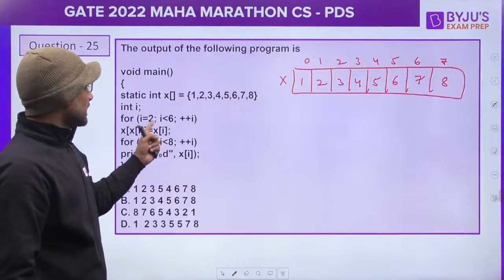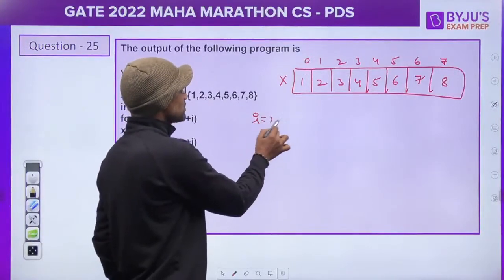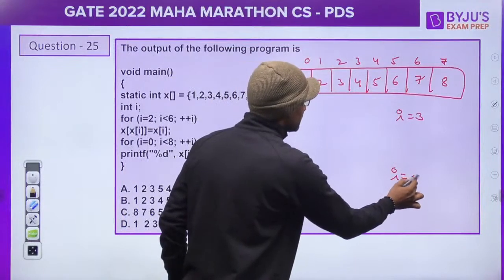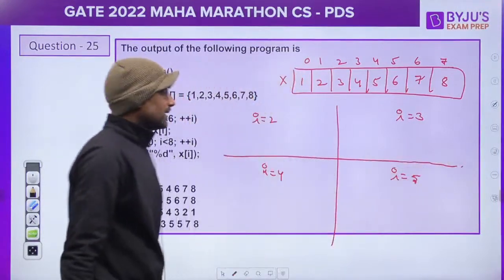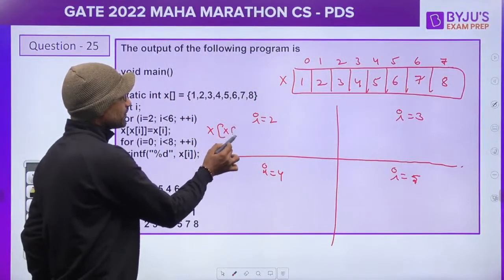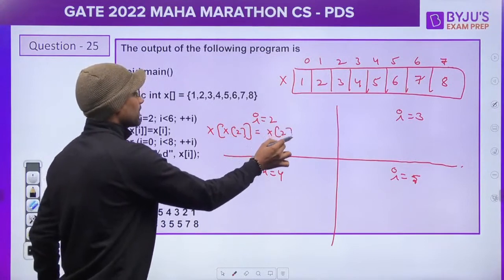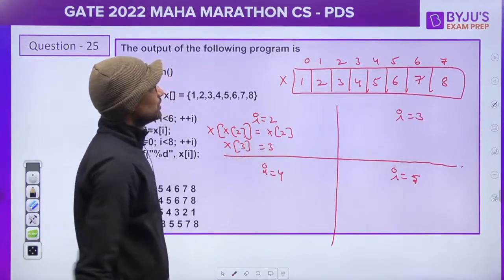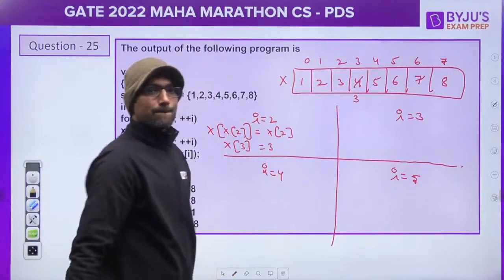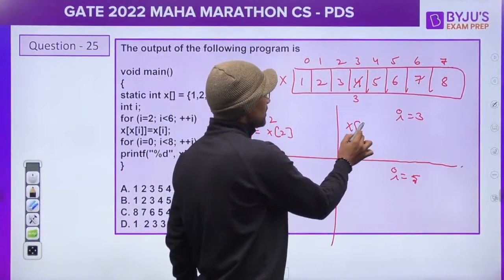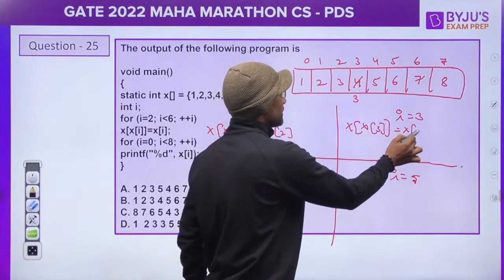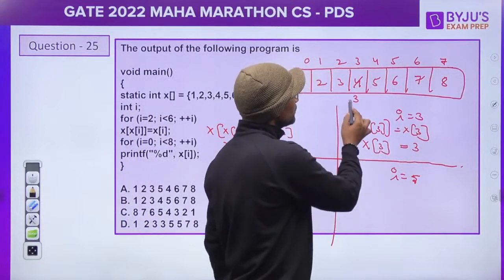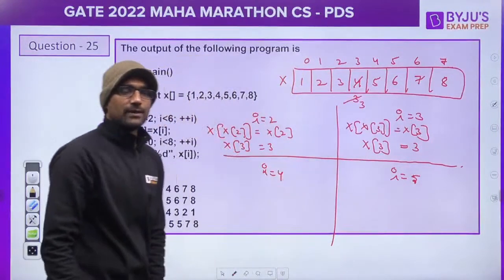Now you are starting with I 2 to 6, means 4 times this loop runs. When I is equal to 2, 3, 4, 5. When I is equal to 2, x of 2 equals x of 2. What is x of 2? 3. So x of 3 equals 3. Then x of 3 equals x of 3. Now what is x of 3? Just now we have changed it to 3. So x of 3 equals 3, no change. Again it's overwritten with the same value.